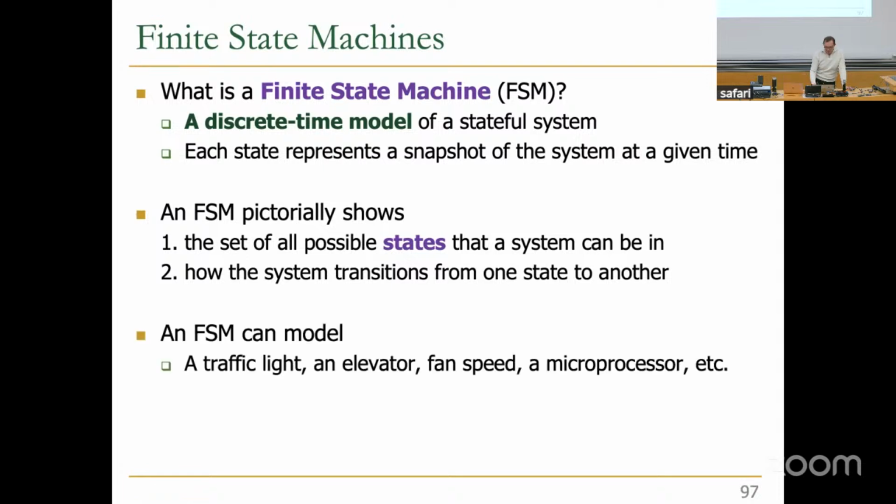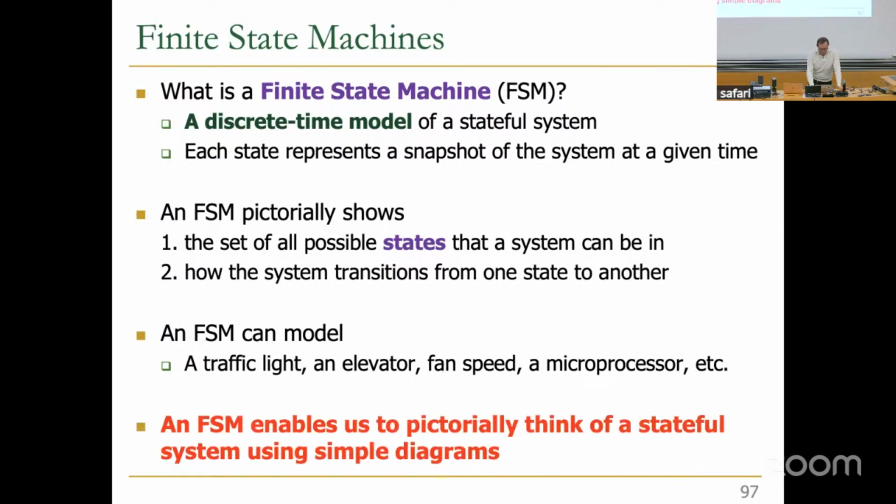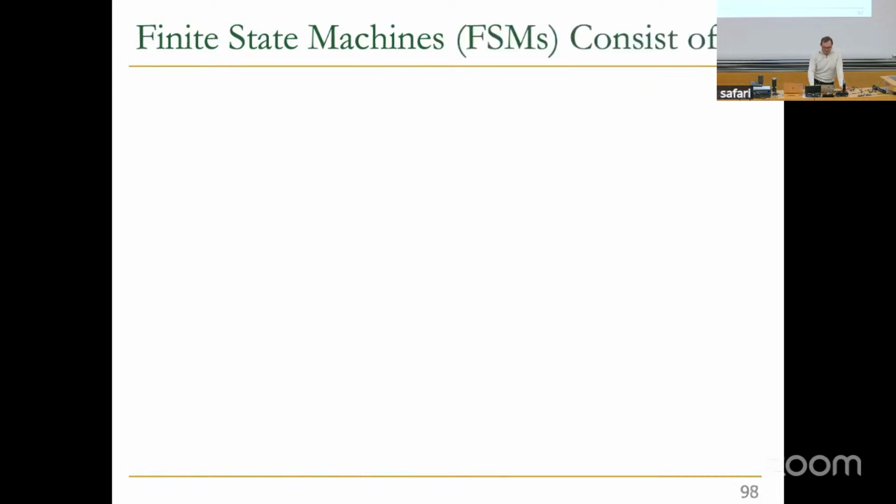An FSM can model many things, essentially any machine. It can model the world, actually. We have a very big and complicated FSM, finite state machine, except we don't know how to represent it, I think. Okay? We will see later. We're not going to model the world in this course. We're going to model a microprocessor. I'm going to show you a finite state machine of a very simple microprocessor in lecture 11, 12 or so. Okay, we're going to build up to that. Basically, an FSM enables us to pictorially think of a stateful system using simple diagrams. I've kind of shown you a diagram. Now we're going to see more diagrams.